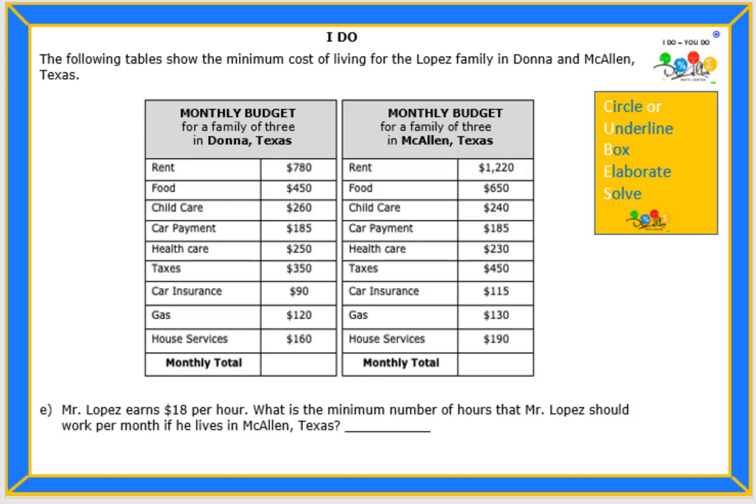Hello students, we are going to finish this problem on the Lopez family. So remember that we were comparing the cost of living in Donna and the cost of living in McAllen. We already figured out the budget for the Lopez family when they checked what it would cost to live in Donna was $2,645.